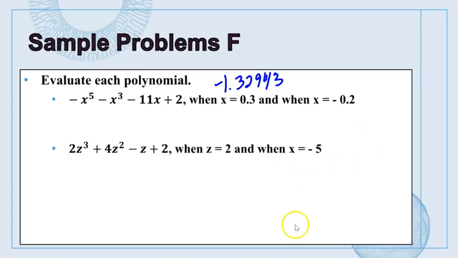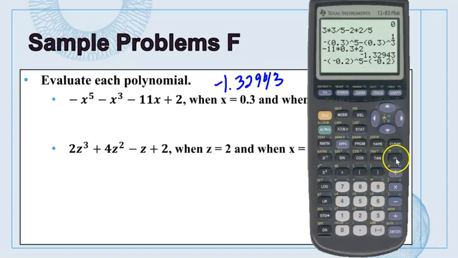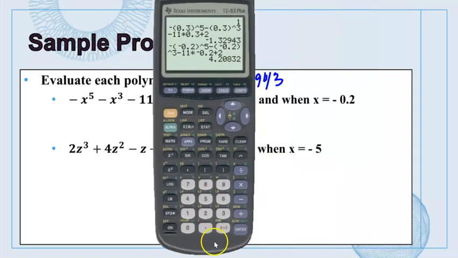Now if we put negative 0.2 in there, we have a negative, and then parentheses negative 0.2, raise that to the 5th power, minus parentheses negative 0.2, raise that to the 3rd power, minus 11 times a negative 0.2 plus 2 gives us an answer of 4.20832.